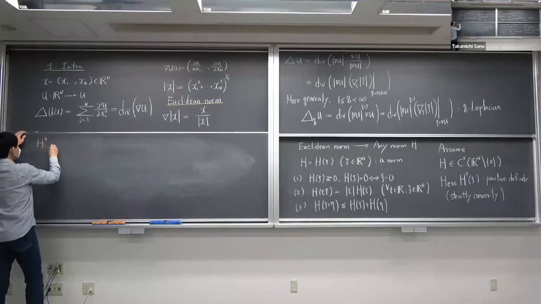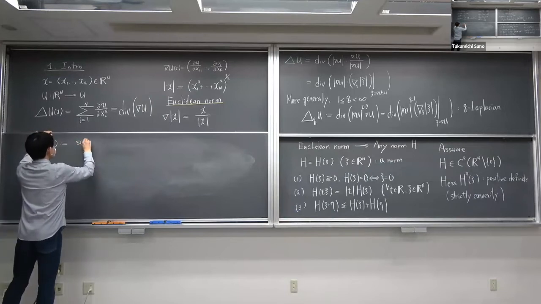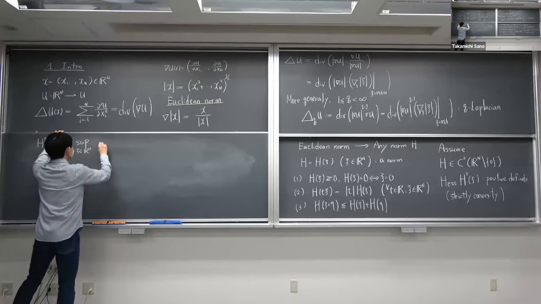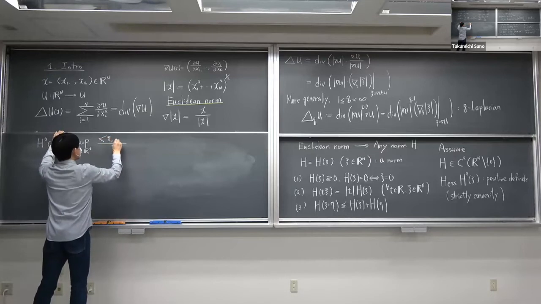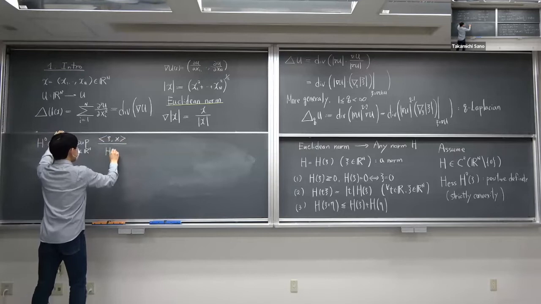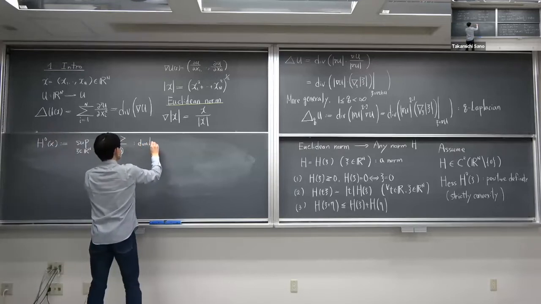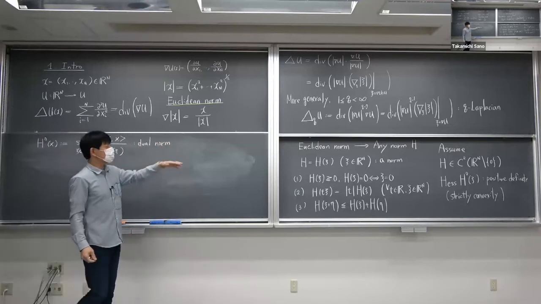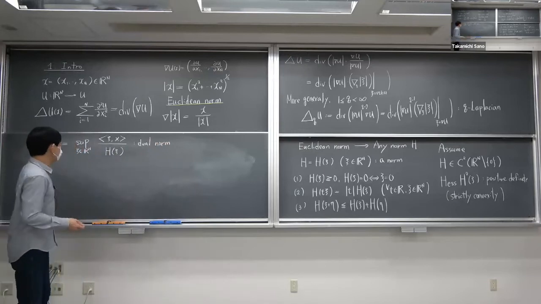H naught of x is defined like this: the supremum over ξ in R^n of the inner product of ξ and x, divided by H(ξ). This is the dual norm. And it is known that if H is strictly convex, then H naught is also a strictly convex norm.